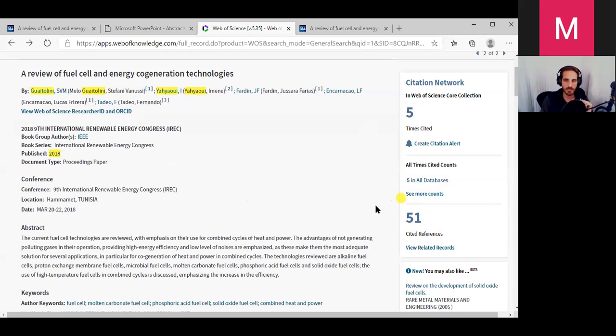That is the second number down here in the citation network, which is the number 51 for cited references. So everything that was cited inside of this review paper is in that list of 51. So I'm going to click on that.